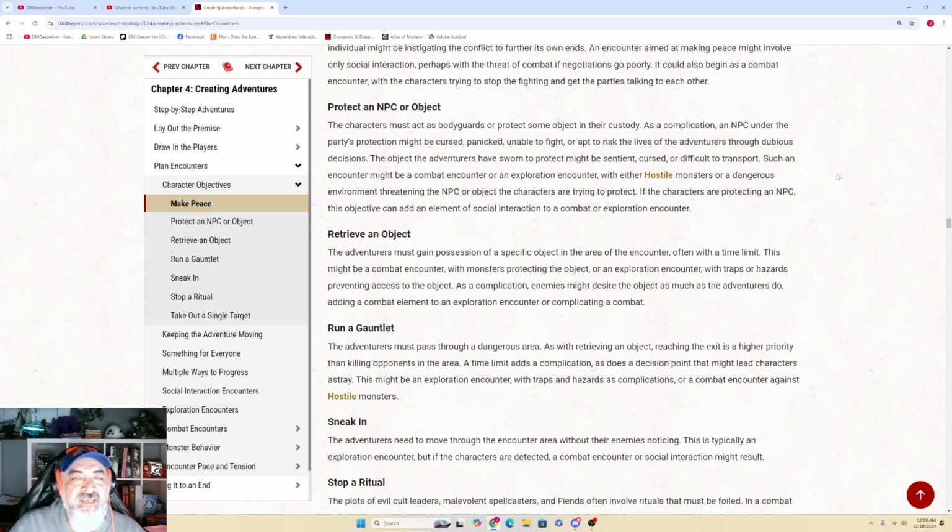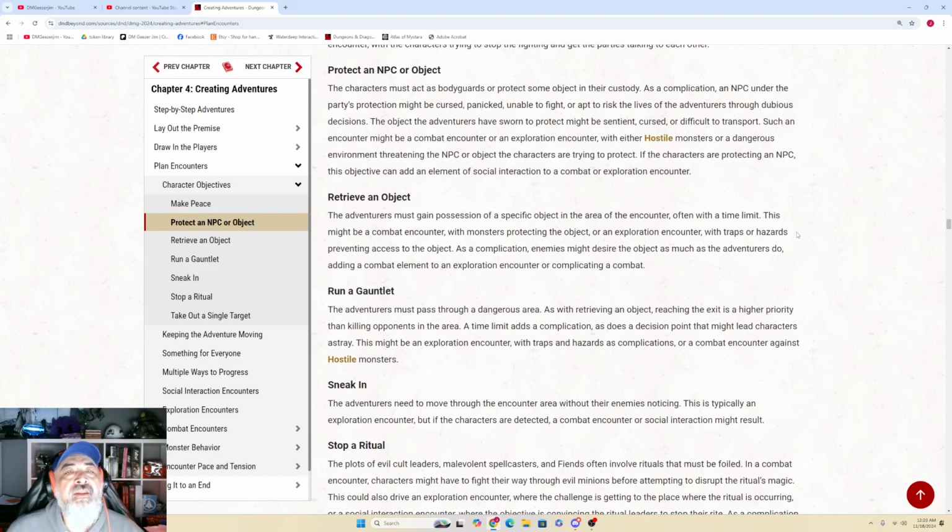Protect an NPC or object. The characters must act as bodyguards or protect some object in their custody. As a complication, an NPC under the party's protection might be cursed, panicked, unable to fight, or apt to risk the lives of the adventurers through dubious decisions. The object the adventurers have sworn to protect might be sentient, cursed, or difficult to transport. Such an encounter might be a combat encounter or an exploration encounter with either hostile monsters or a dangerous environment threatening the NPC or object that the characters are trying to protect.